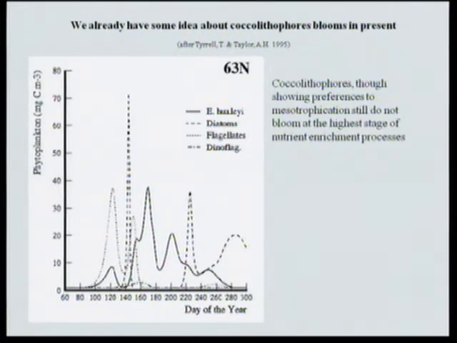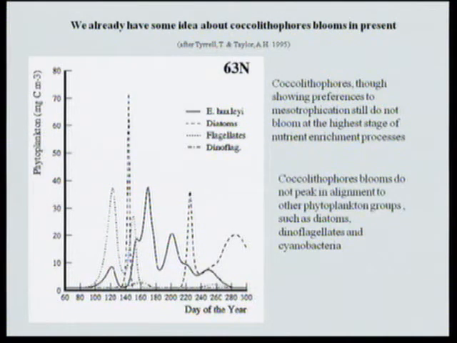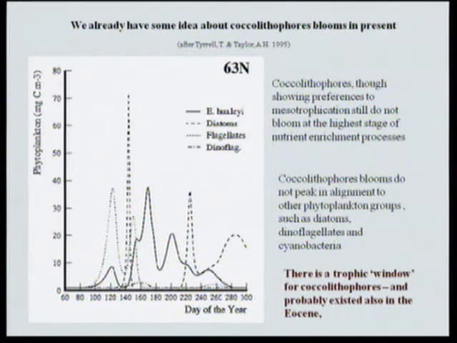So we already have some idea about calcareous nanofossils today, and the idea is like this. Coccolithophores, though showing preferences for mesotrophic conditions, still do not bloom at the highest stage of the nutrient enrichment process. They don't like too many nutrients. And coccolithophore blooms do not peak in time with other phytoplankton groups such as diatoms, dinoflagellates, and cyanobacteria. They don't like each other. You have separate times and separate environments for calcareous nanoplankton. So there is a trophic window of coccolithophores, and probably this trophic window also existed in the Eocene, although the ocean was different at that time.